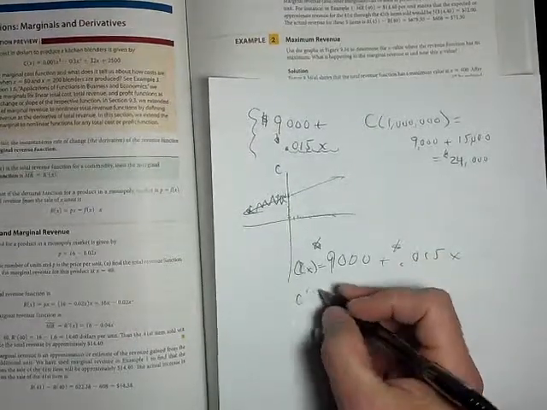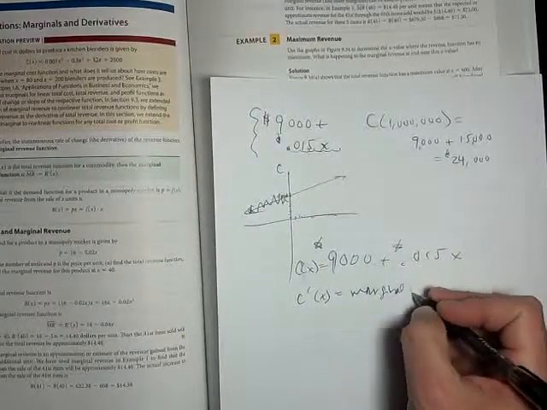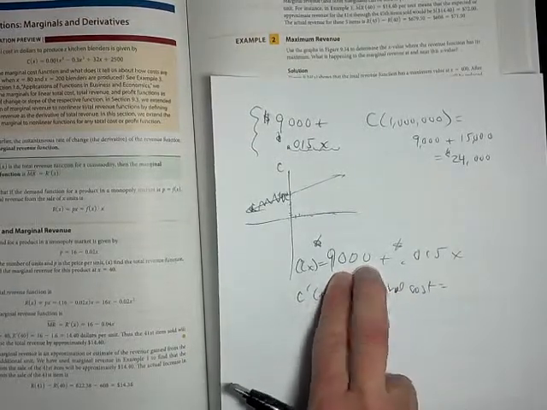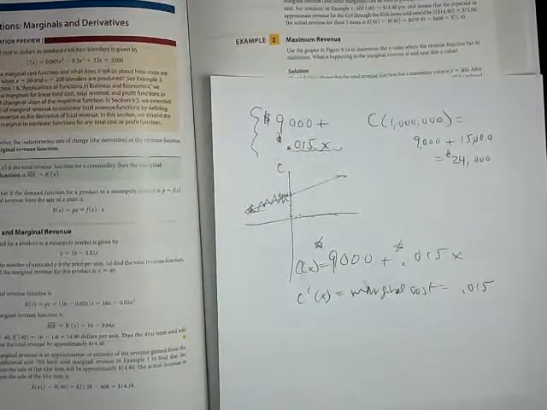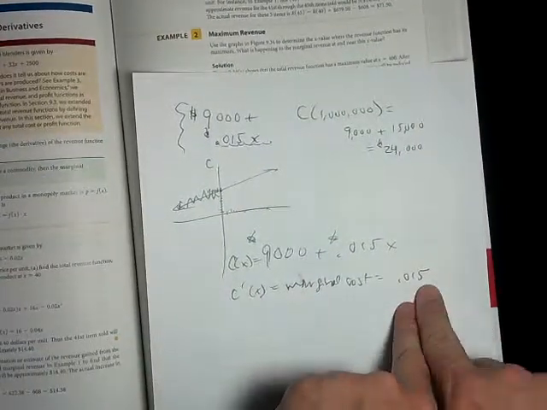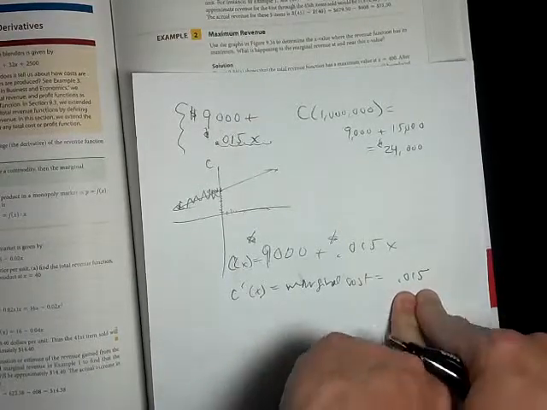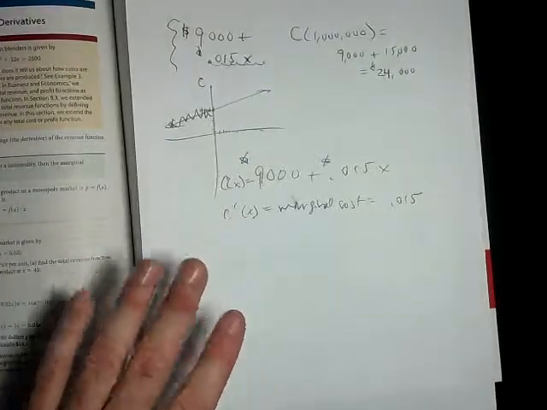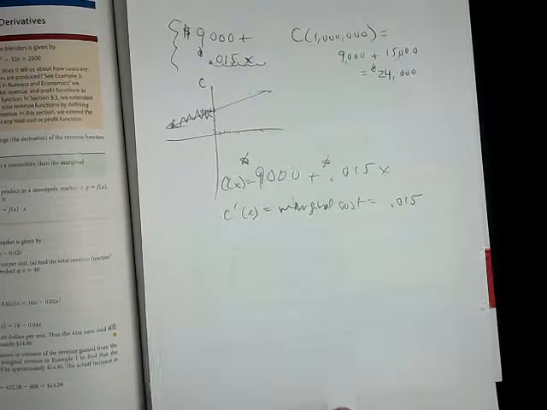So the derivative of the cost function gives you marginal cost. The derivative of a constant is 0, and the derivative of this is 0.015. So what this tells you is that the marginal cost, the cost for one more pencil, is the first derivative of the cost function, and that gives you a penny and a half. Well, the same logic applies with any other function. I think it's really that simple.